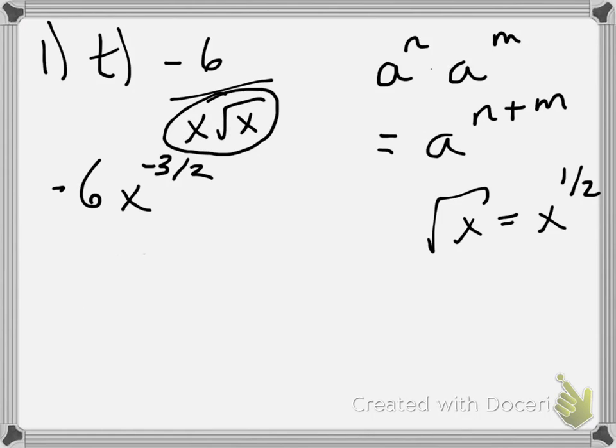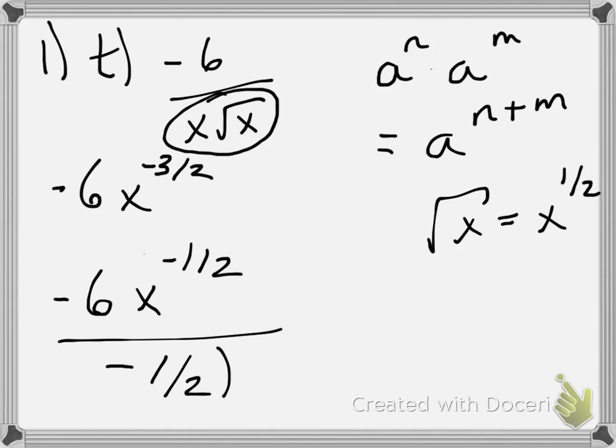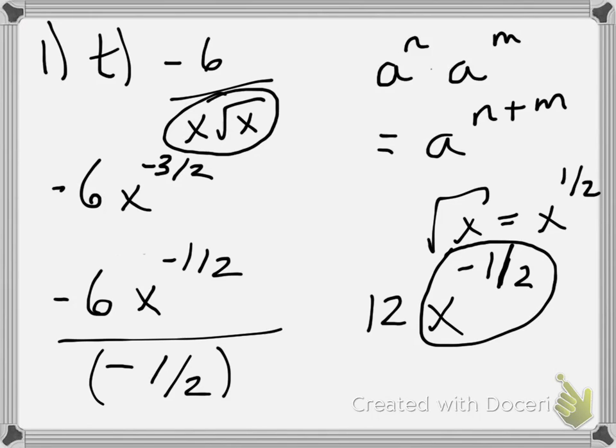So now we've got something that we can evaluate using the power rule. We just add 1 to the power to get x to the -1/2, and then divide by -1/2. Dividing by -1/2 is the same thing as multiplying by -2. So we get 12x to the -1/2. And then we want to write all of the answers with positive powers, so we'll just move this term back down to the denominator to get 12 over the square root of x.